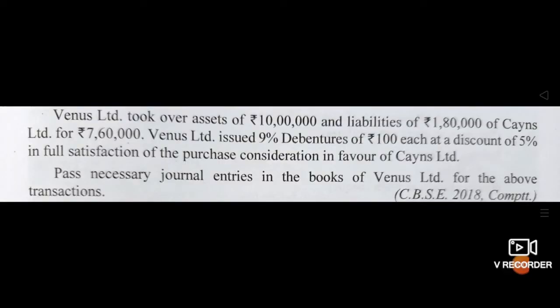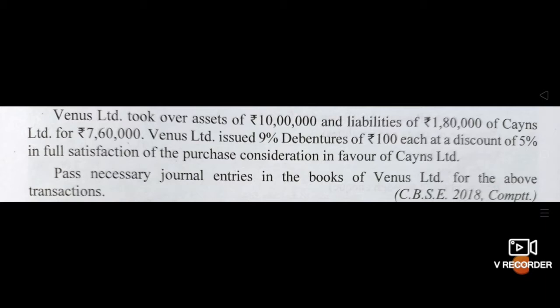Next problem now. See this problem. Venus Limited took over assets of rupees 10 lakhs and liabilities of rupees 1,80,000 of Keynes Limited for rupees 7,60,000. Venus Limited issued 9% debentures of rupees 100 each at a discount of 5% in full satisfaction of the purchase consideration in favor of Keynes Limited. Pass necessary journal entries in the books of Venus Limited for the above transactions.